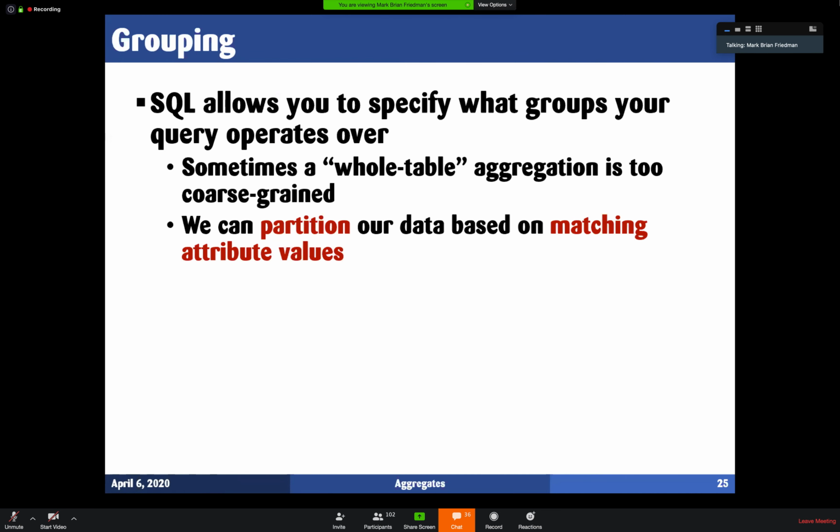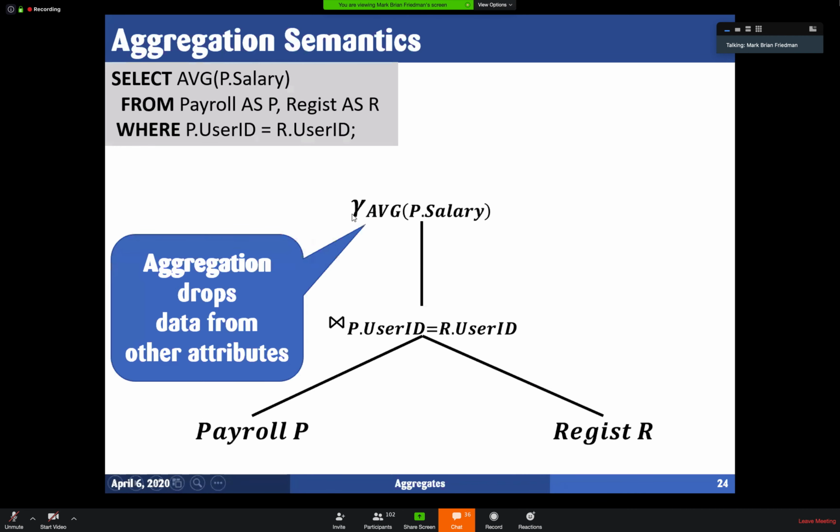That's probably not super clear yet, but as you practice this, I'm sure it'll get clearer. So SQL allows you to specify what groups your query operates over, so you don't have to do the whole table. That's what we were illustrating here, that you can just calculate the average salary for the entire table, but watch out what the joins do to it.